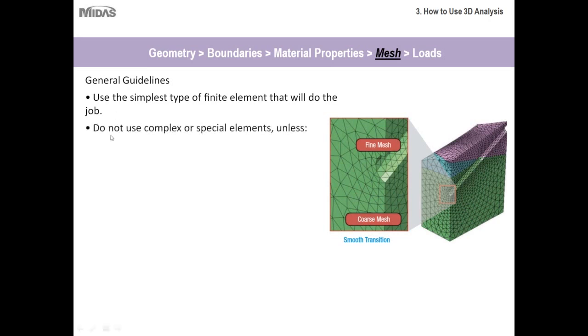Another important thing to remember is don't use complex or special elements unless you're absolutely sure that you need them, and that you fully understand how to use them. I believe in the first course, I introduced you to interface elements, which are used for soil structure interaction. There are also several other special elements that are used for more complex or higher end projects, and we'll discuss those in detail later on. They're extremely useful and used by various engineers, but it's a matter of understanding them before you use them.